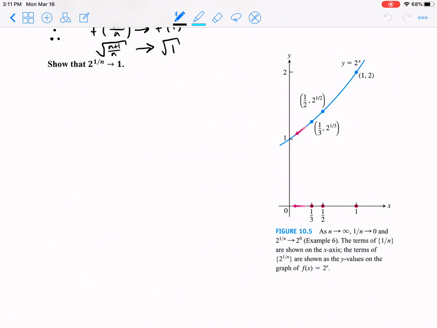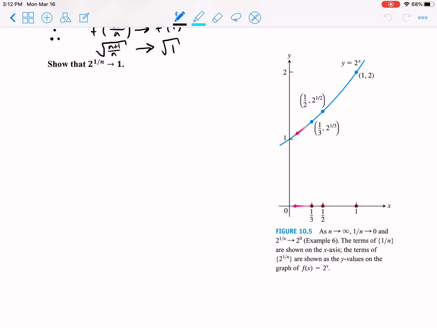All right, here goes our first video. I'm going to pick us up right where we had left off in class, and that was doing this one: show that 2 to the 1 over n goes to 1 for this sequence here.